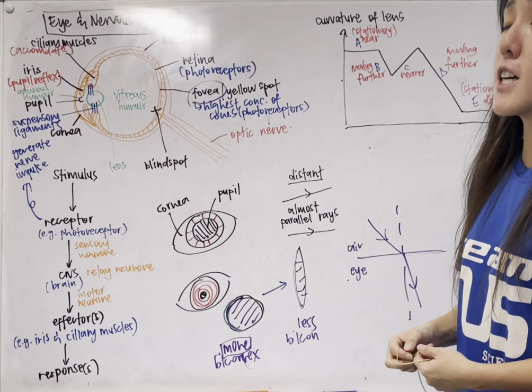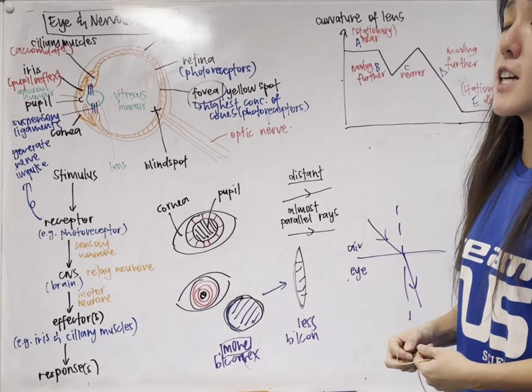Agree? So why? What's the need for that? The object is moving further away, so the lens decreases in thickness to focus the image onto the fovea, or you actually refract less light, alright? To focus the image onto the fovea. So, Joelle, do you write anything different for B?